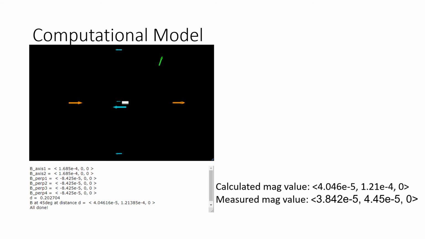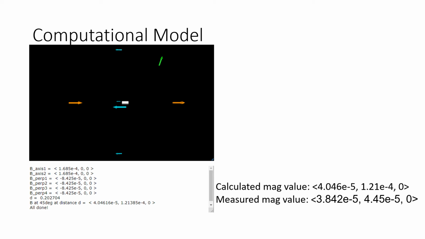So here's the computational model. The white cylinder represents the bar magnet. The orange arrow represents the on-axis magnetic field. The blue arrow represents the off-axis magnetic field, and the green arrow represents the magnetic field at 45 degrees.